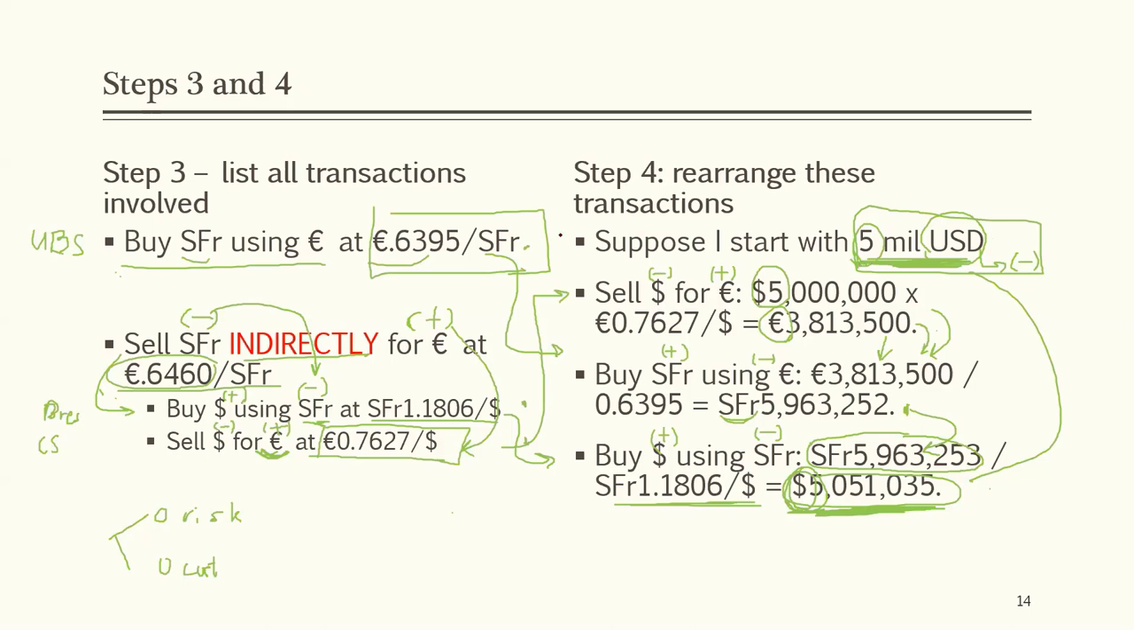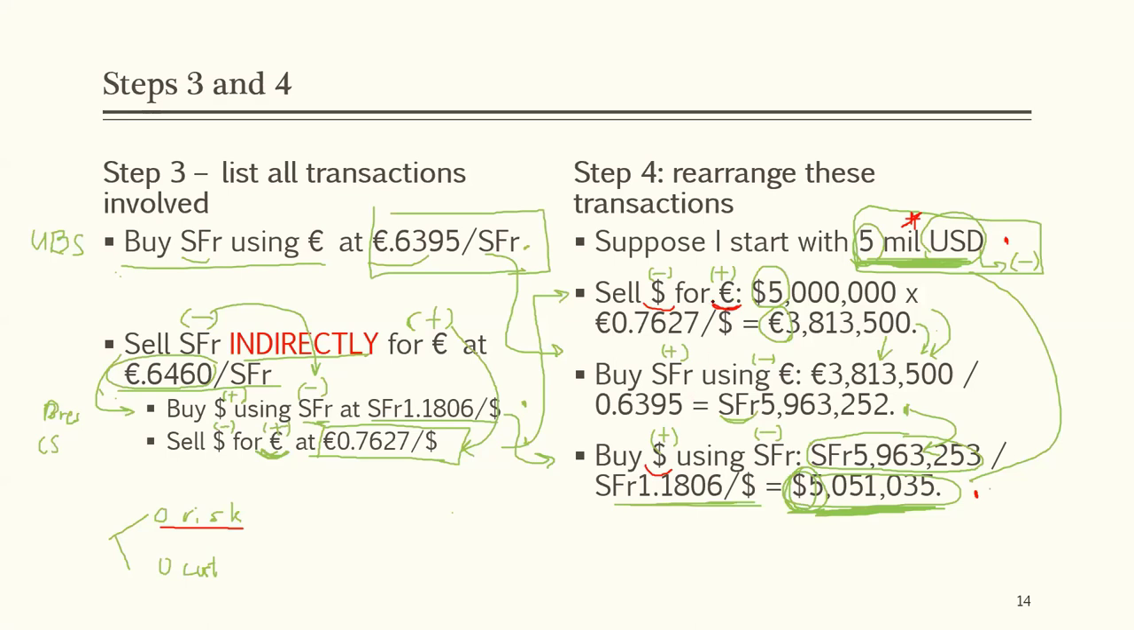Here, in this strategy, I started with my USD and I end up with USD. I started with selling the USD, I end up with buying the USD. In other words, the currency I start with is the same as the currency that I end up with. So I have zero risk exposure here. If I check whether I have any outstanding position for the euro and the franc, I will see that I do not have any outstanding position for these currencies too.